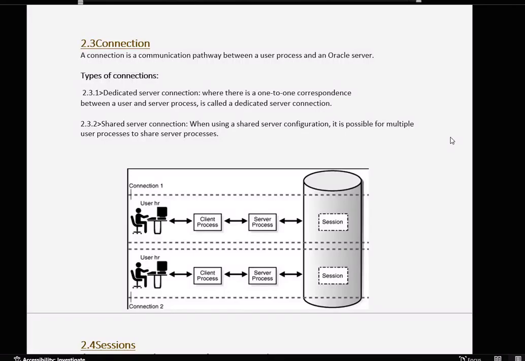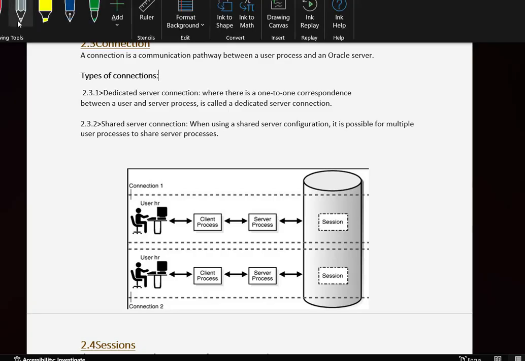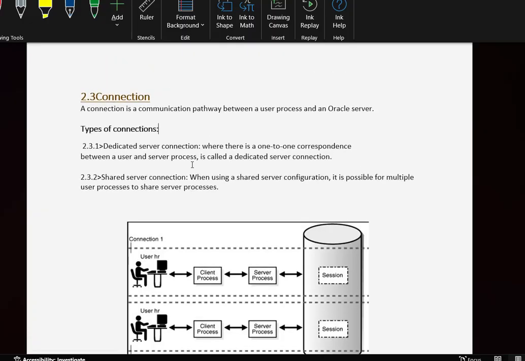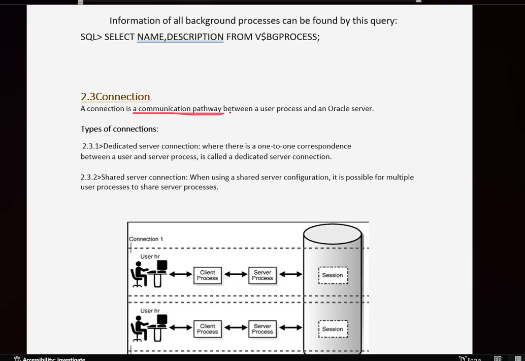So today I'm going to explain the next topic, Oracle connections. So what is an Oracle connection? A connection is a communication pathway between a user process and an Oracle server. Basically, when we are connecting with the server through a user process, that communication pathway between the user process and the Oracle server is called a connection, and it establishes the connection between the user and the Oracle server.